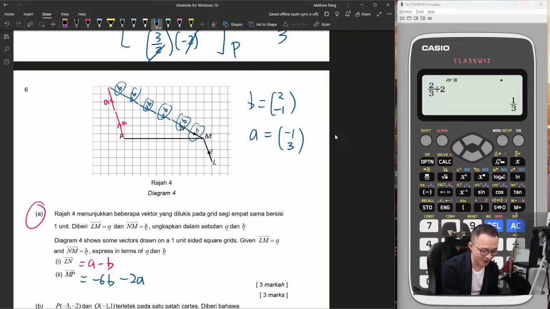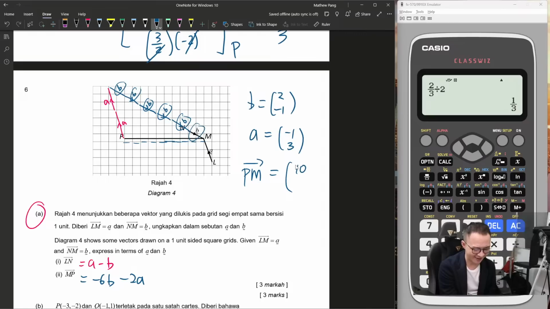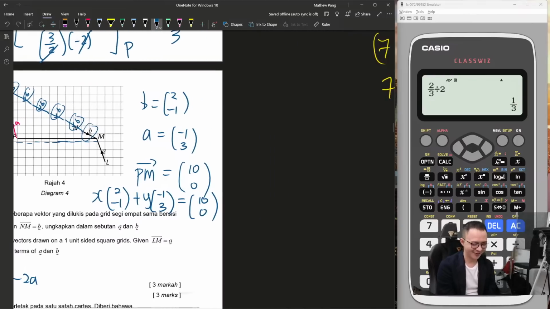Then this one you just calculate how many grids it has from P to M. Let's say P to M is 1 2 3 4 5 6 7 8 9 10. So it's basically P to M is 10, 0. Then you need to add some x and y to multiply to get 10. Because you do not know what value you need to multiply, right? Then you can do this maybe. Yeah, this is a very good idea, but let's try for fun now.